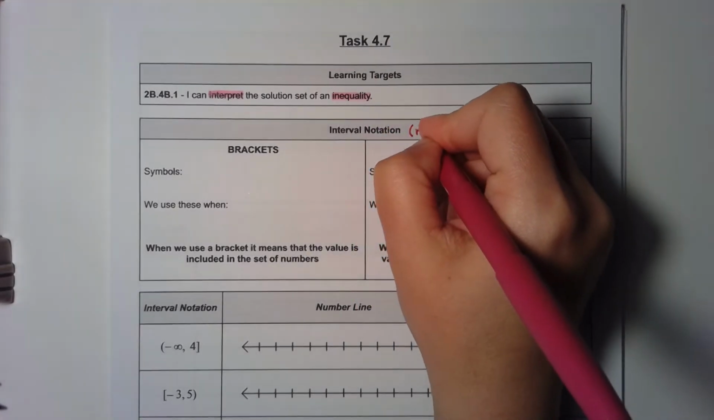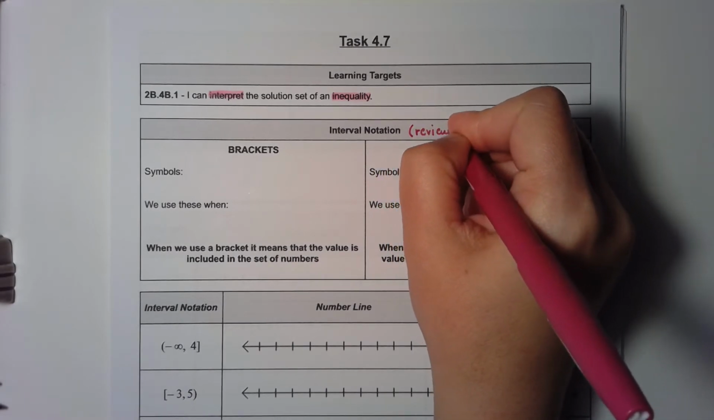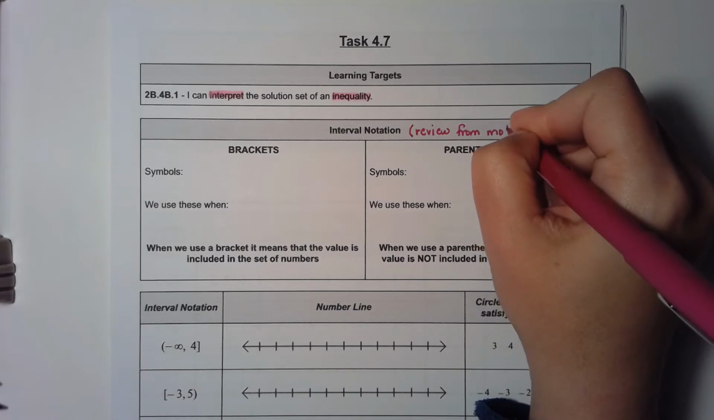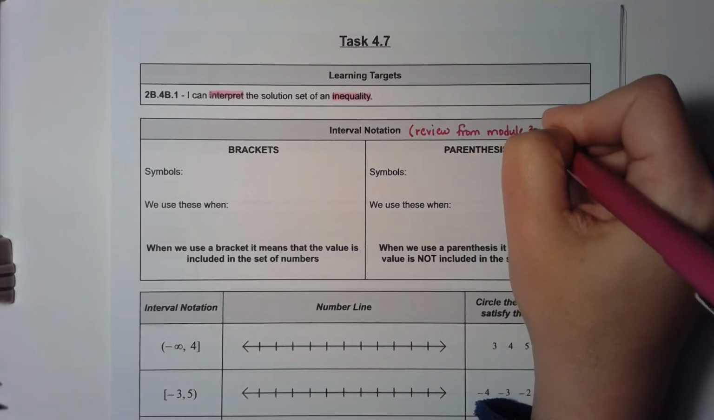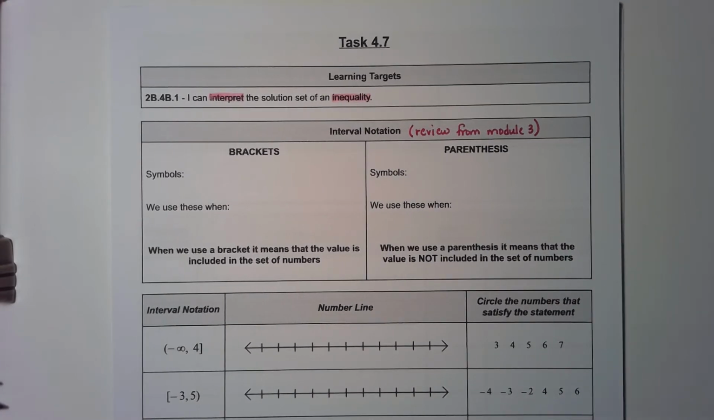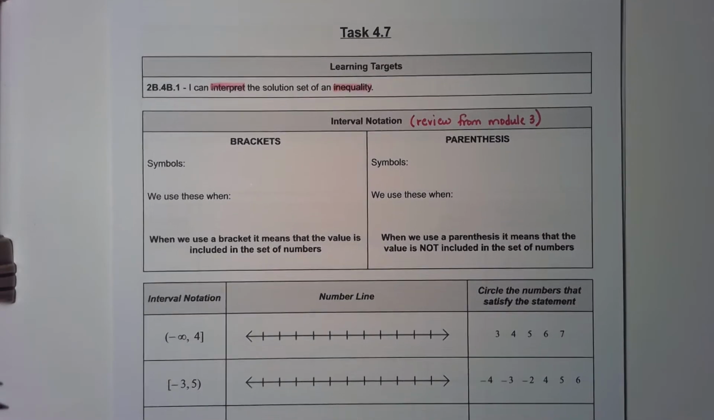This is going to be a review from Module 3, where we talked about increasing, decreasing, constant, domain, and range. We said that interval notation was a way for us to describe a group of numbers or a section of numbers on a graph. There are two different types of important symbols that we use for interval notation.